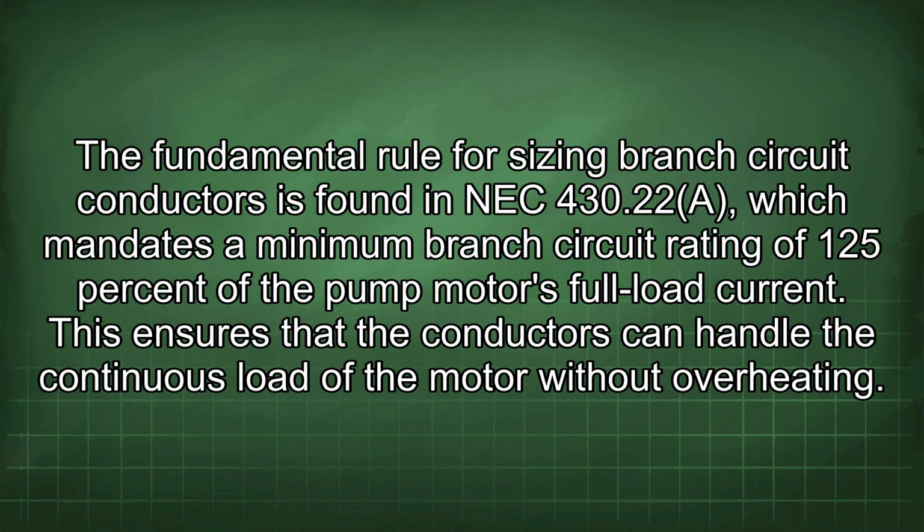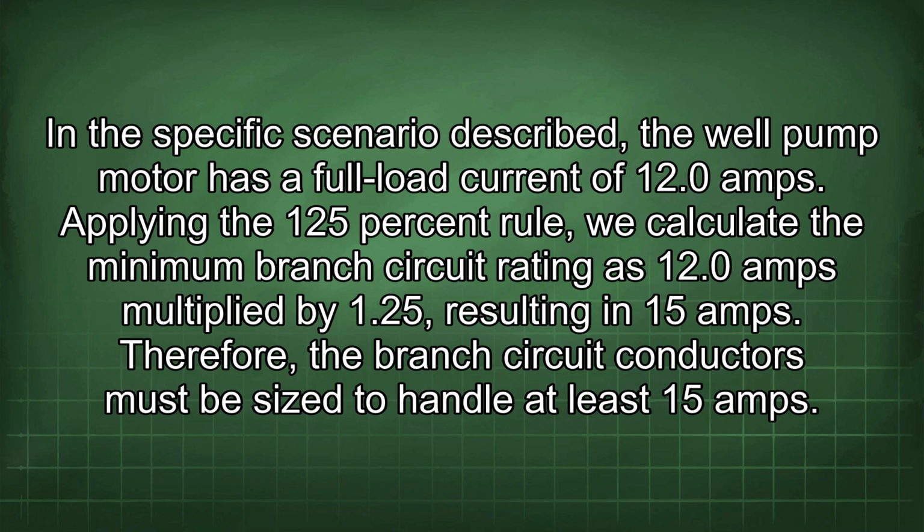The fundamental rule for sizing branch circuit conductors is found in NEC 430.22(a), which mandates a minimum branch circuit rating of 125% of the pump motor's full load current. This ensures that the conductors can handle the continuous load of the motor without overheating. In the specific scenario described, the well pump motor has a full load current of 12.0 amps. Applying the 125% rule, we calculate the minimum branch circuit rating as 12.0 amps multiplied by 1.25, resulting in 15 amps. Therefore, the branch circuit conductors must be sized to handle at least 15 amps.